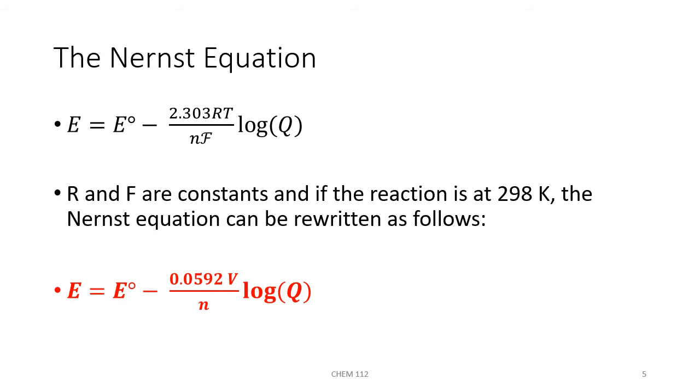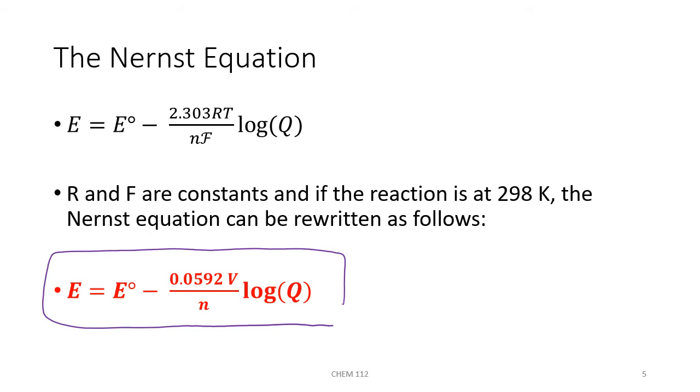One other way that you might see the Nernst equation is the red equation written below. And this is an even more simplified version of the equation if the reaction is run at 298 Kelvin, which is 25 degrees Celsius. So what they did when they wrote this version of the equation is they took everything that was a constant and plugged it in to get a number.